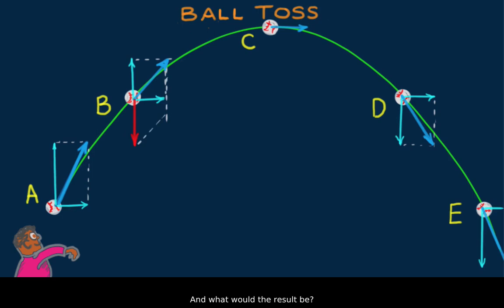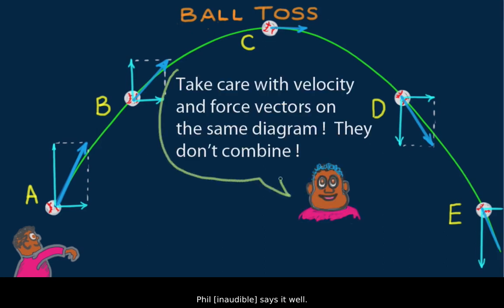And what would the result be? The answer is nothing with any physics meaning. It would be rubbish. Don't do that. You can't combine velocity vectors with force vectors. They're different animals. To distinguish the two, we show force vectors in red and velocity vectors in blue.